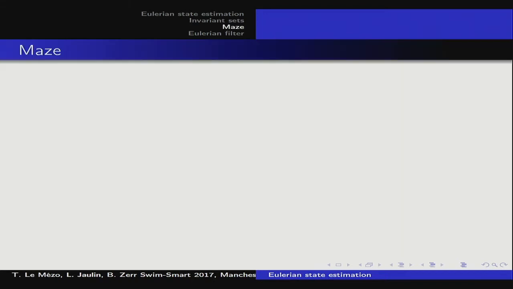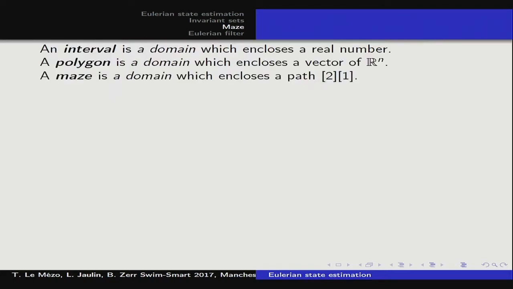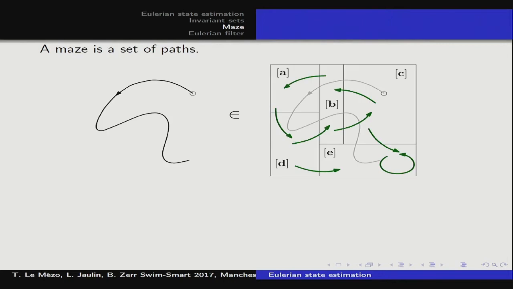I will not spend too much time on how we compute this forward reach set or invariant set, but everything is related to mazes. So we do not integrate differential equations using a Picard fixed point operator. It's more geometrical. So the idea is to represent paths, to enclose paths in some kind of structure, which is a mixture of graphs and polygons and that we call maze.